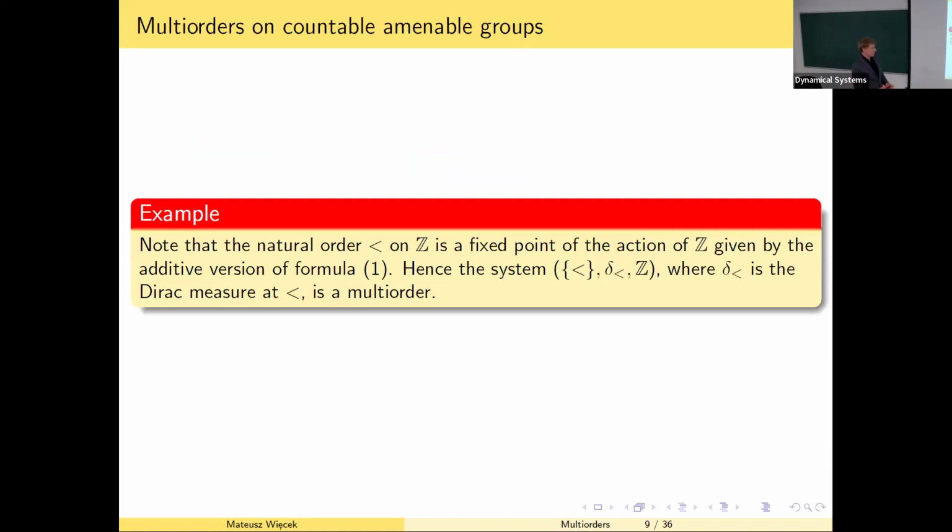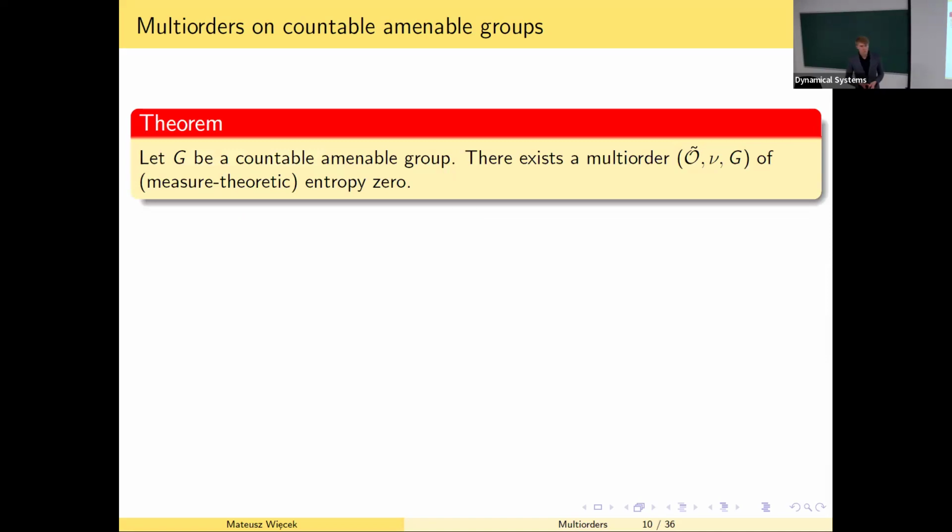So the very simple example: since the natural order on Z is of course invariant under addition of integers, it is a fixed point for the action of Z given by this formula. Hence, we obtain a trivial multi-order for Z consisting only of one point. As a measure, we of course take the Dirac measure centered at this point. So firstly, some might ask whether multi-orders even exist. It was a question, but it turns out that for any countable amenable group, there exists a multi-order. And it can be proved, we provided a proof, let's say, by construction. So we give a concrete example of a multi-order, but also there is an easier way to prove it using some orbit equivalence theory, which I will refer to later on also.